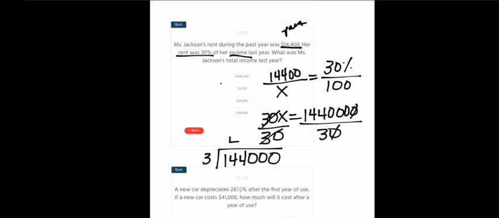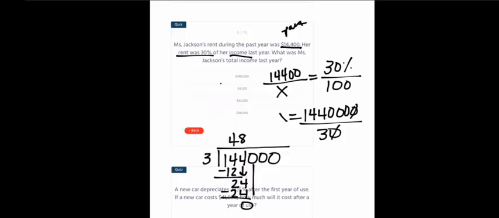So 3 goes into 14 4 times. 3 times 4 is 12. 14 minus 12 is 2. We're going to bring down the 4. 3 goes into 24 8 times. 3 times 8, 24. 24 minus 24, 0. I still have numbers left over, so I'm not finished. I have to bring down each 0.